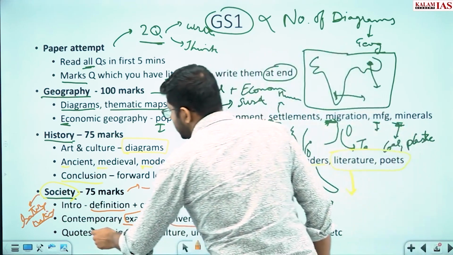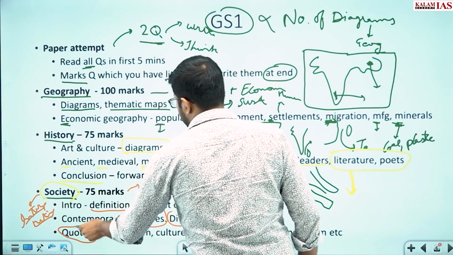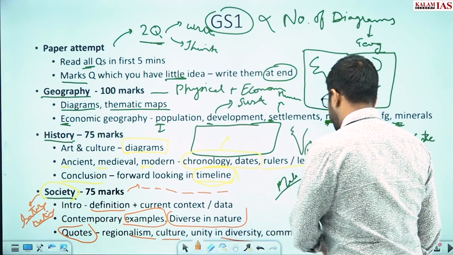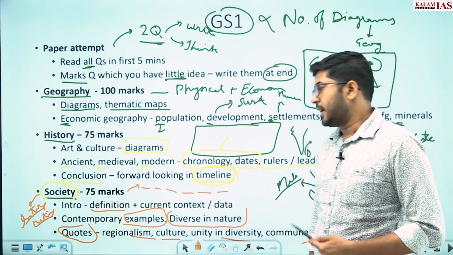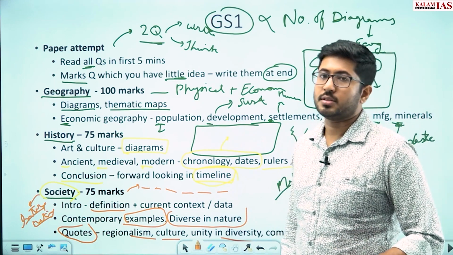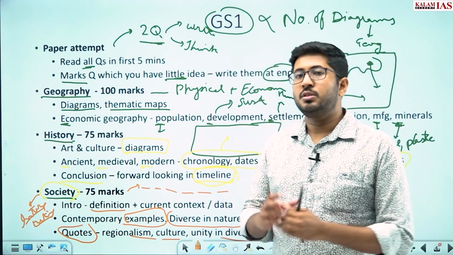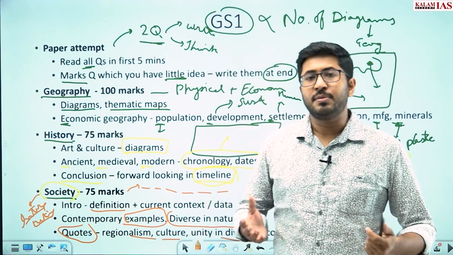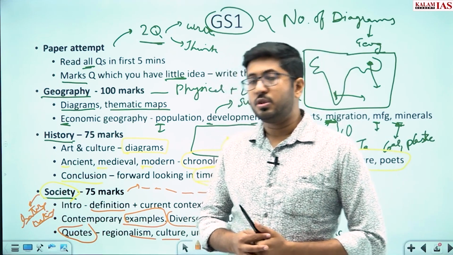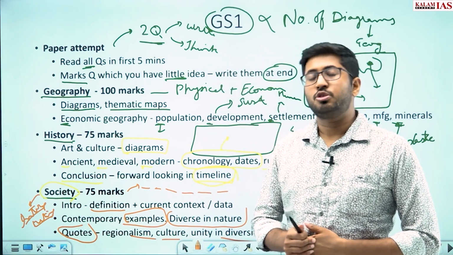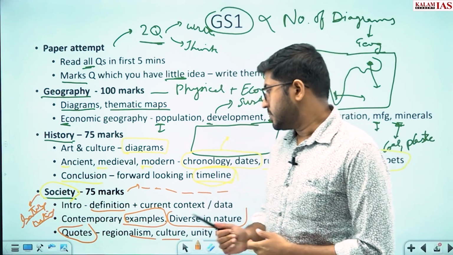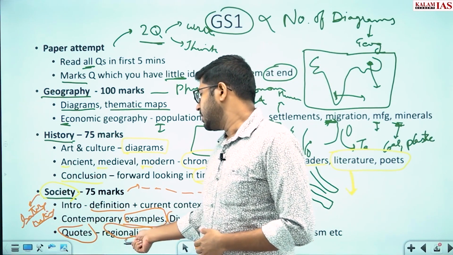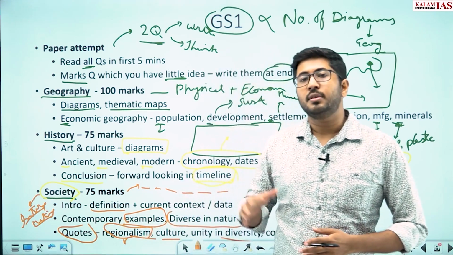And something interesting you can do is add quotes to your answer. You can prepare quotes on topics like regionalism, culture, unity and diversity, communalism, etc. And that quote will be the conclusion of your answer. That would be a very good summing up of the answer by a quote that is famous and known by all. Again, you have to ensure the quotes are famous, understandable, and kind of universal. Whatever kind of question comes on regionalism, that particular quote should be applicable in your answer.